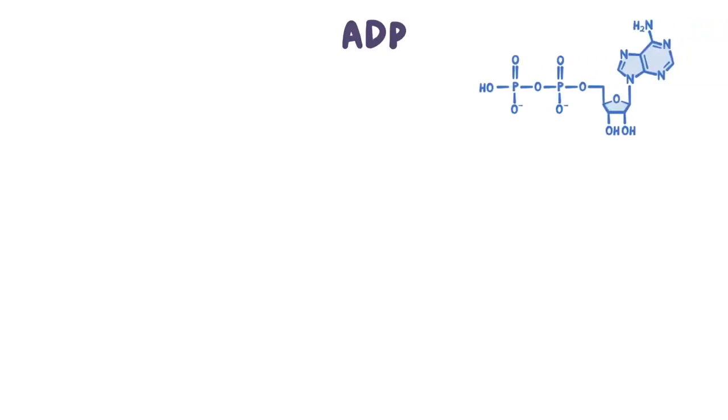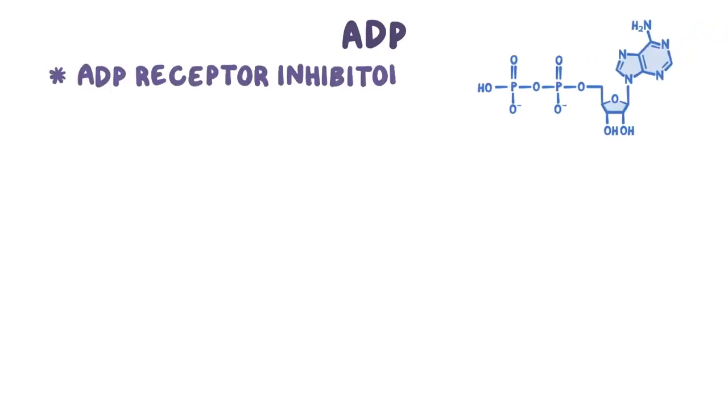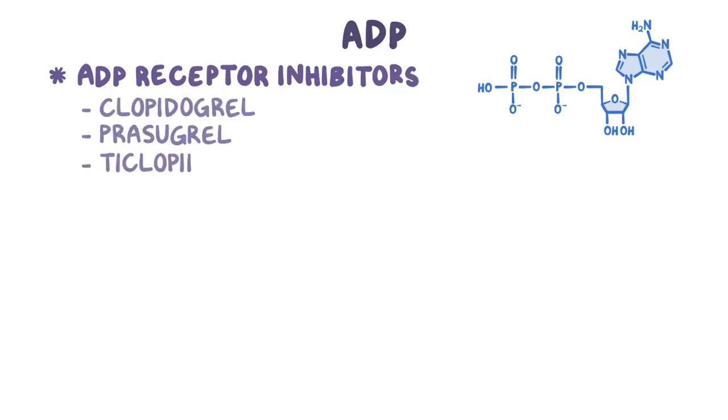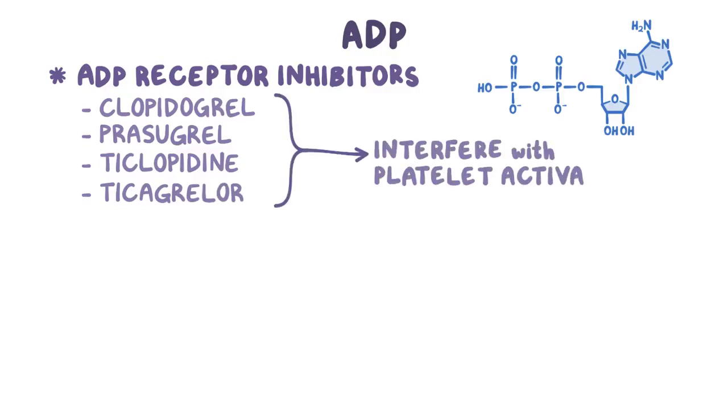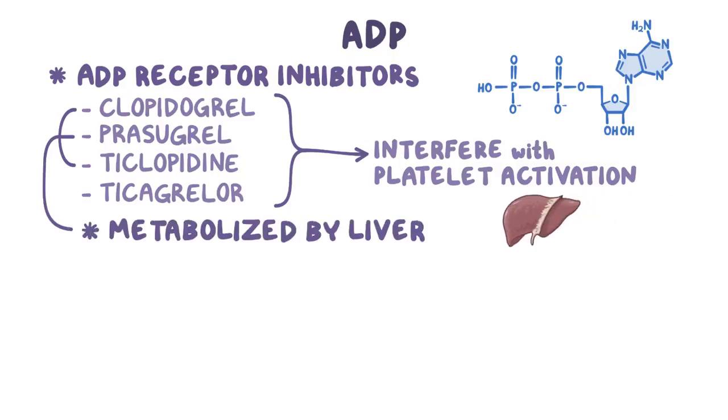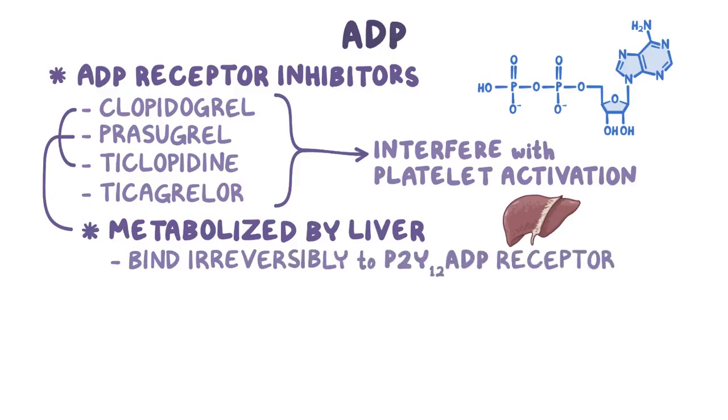Like thromboxane A2, ADP is also a potent platelet activator. So the ADP receptor inhibitors like clopidogrel, prasugrel, ticlopidine, and ticagrelor also interfere with platelet activation. Ticlopidine, clopidogrel, and prasugrel are first metabolized by the liver, and their active metabolites bind irreversibly to the platelet P2Y12 ADP receptor and prevent ADP from binding.